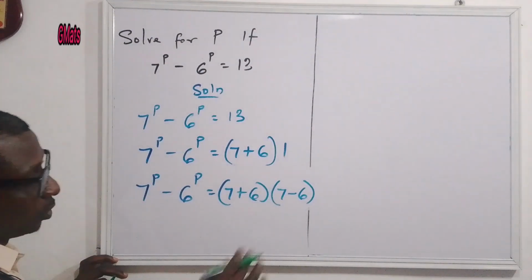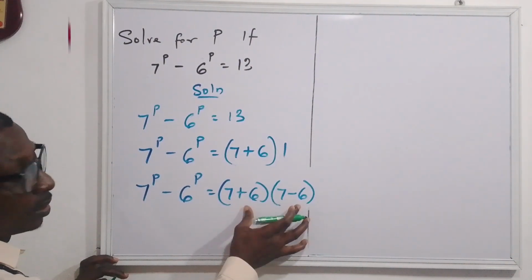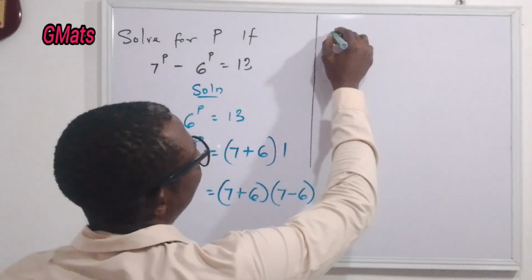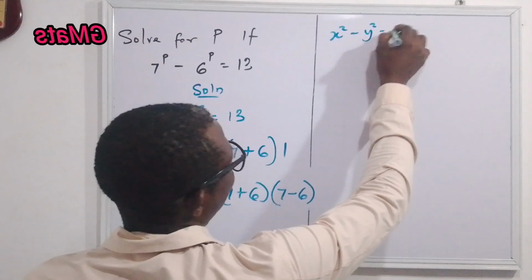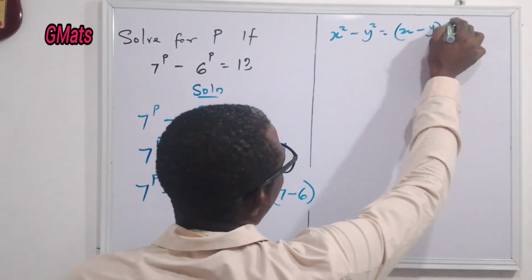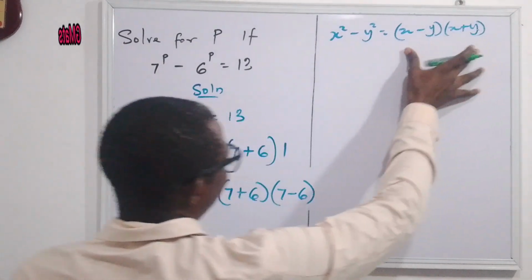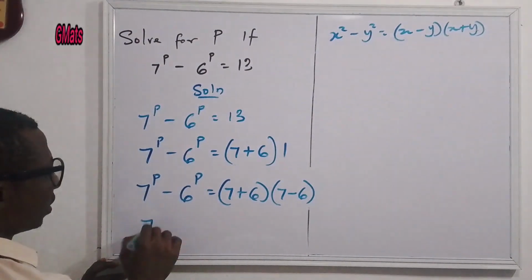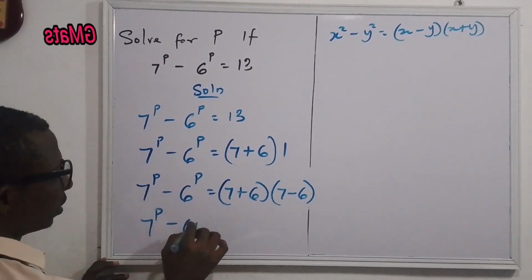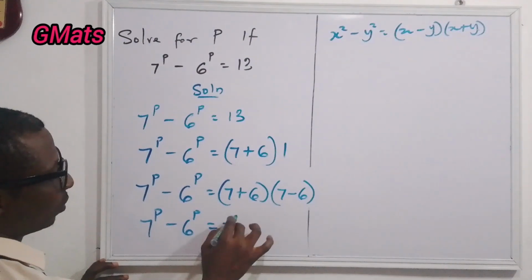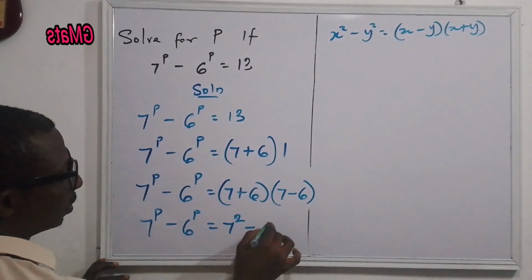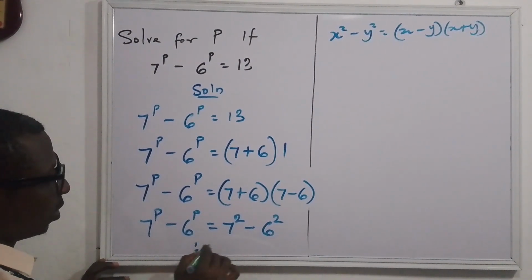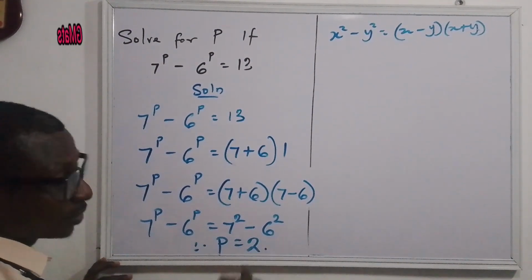Alright. Okay, so now this is the difference of two squares. Principle of difference of two squares: if you have x squared minus y squared, you have x minus y, x plus y. Okay, so now this can be expressed in this form. So we have 7^p - 6^p equals 7 squared minus 6 squared. Now when you compare with this, we have p equals 2. So that is the answer to the problem.